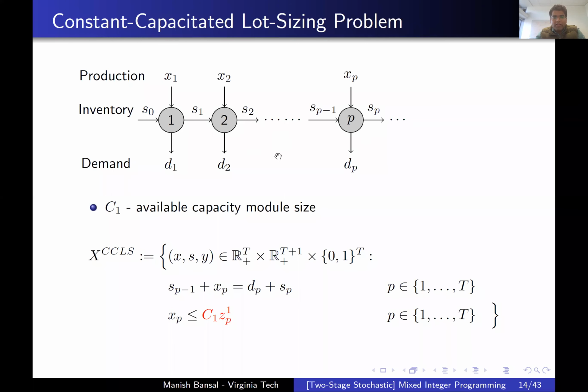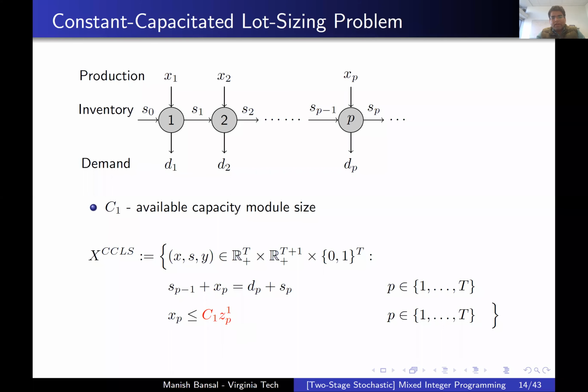So I can define the feasible region of this problem, which I will denote by X superscript CCLS. CCLS is the constant capacitated lot sizing problem. What that implies is that in addition to the flow balance constraint, I have this additional constraint that XP is less than or equal to C1 times Z1P, which means the production capacity in time period P is C1. So if Z1P is 0, then I won't produce anything. If Z1P is 1, then I can produce at most C1.